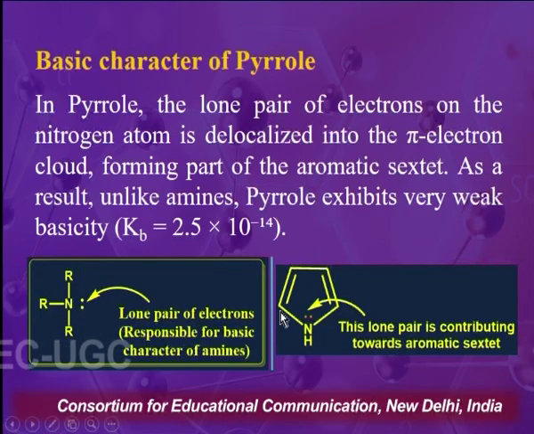But the scenario is different in the case of pyrrole. In pyrrole, this lone pair is not available for protonation. In fact, this lone pair is contributing toward the aromatic sextet. That's why pyrrole is aromatic in nature, because including this lone pair, pyrrole has a 6 pi electron system. So that's why pyrrole is considered a very weak base in comparison to other amine systems.